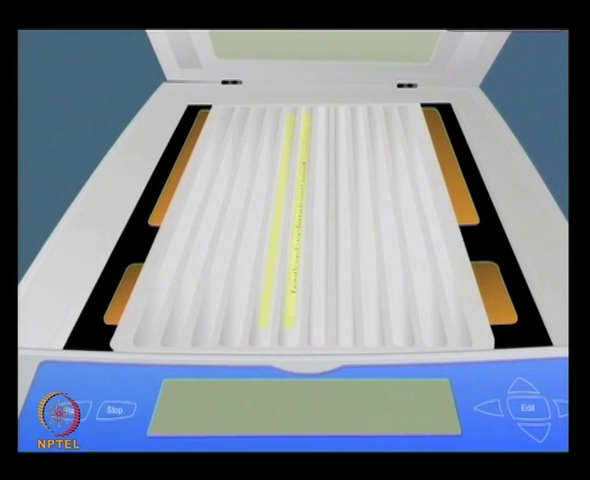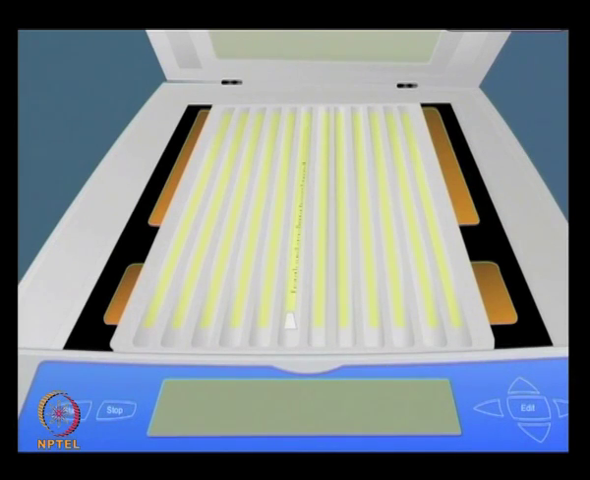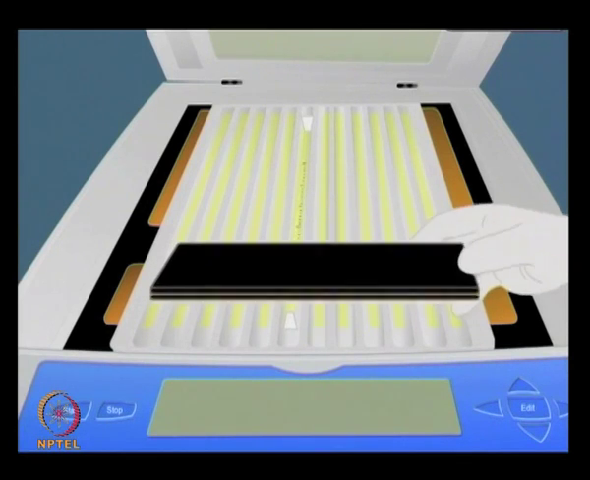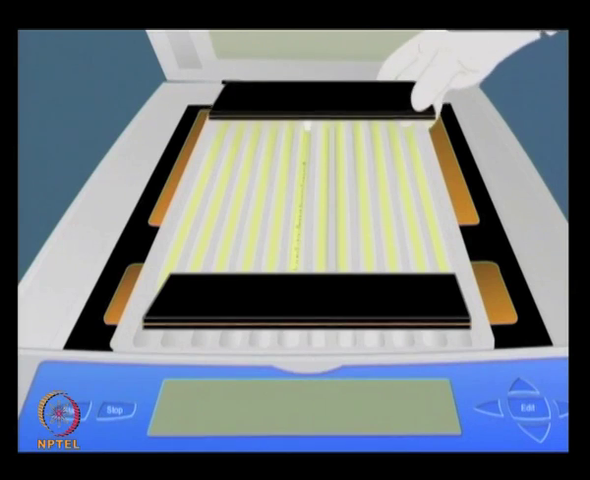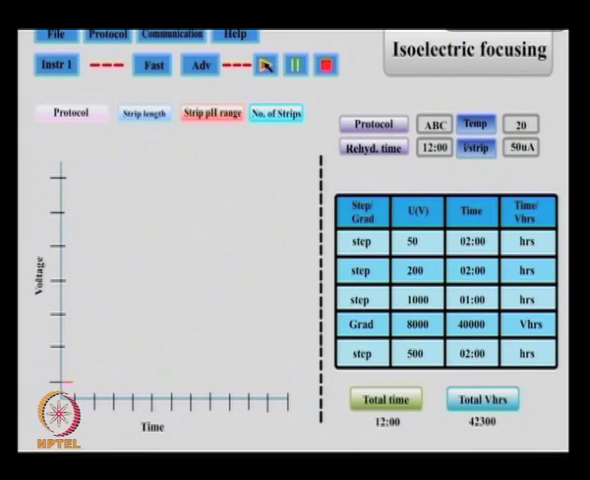So, place the wicks at either end of the IPG strip, followed by an electrode at each end. Fill all the adjacent wells with the mineral oil to ensure the uniform current flow. You can input the desired protocol on the instrument software along with the details of strip length, pH range, number of strips, etc., and start the focusing process.